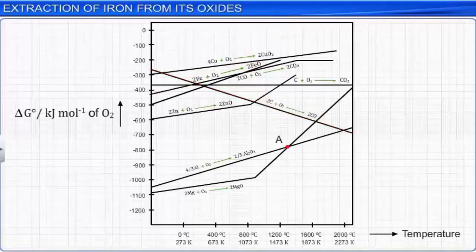From the graph, you can see that at a temperature above 1073 Kelvin, carbon reduces iron oxide to iron, but itself undergoes oxidation to form carbon monoxide. Thus, the carbon monoxide oxidation line crosses the iron oxide iron reduction line and then remains below it.